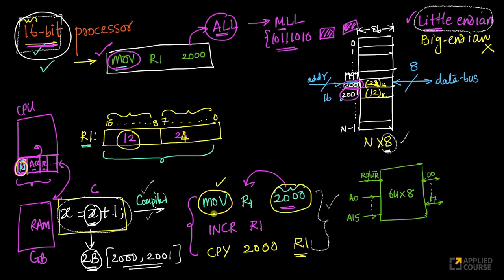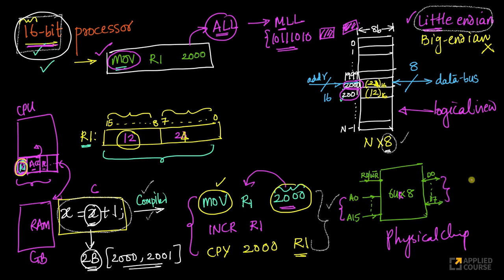Very simple concept here. Now coming back to this, again, this is the logical view. There is one more thing that I wanted to bring to your notice. This is the logical view of your memory. And this is the physical chip itself. So this chip is 64K cross 8. So one example like this chip is your 64K cross 8, where you have 16 address lines, you have a read-write pin, and you have a data pin of 8 bits.